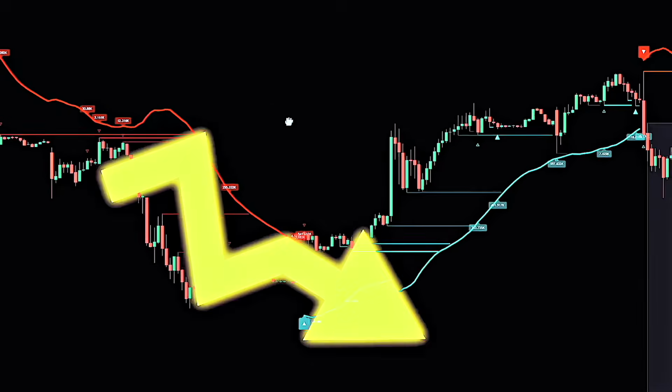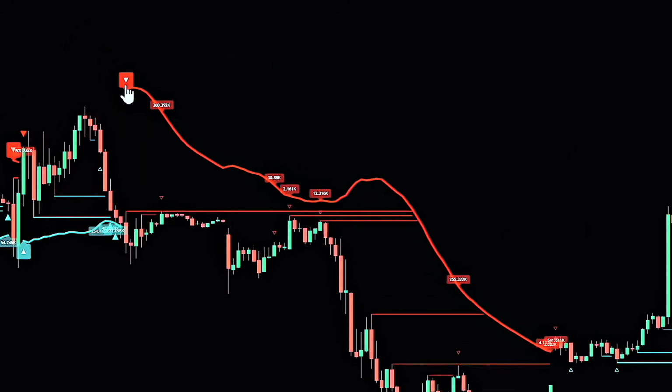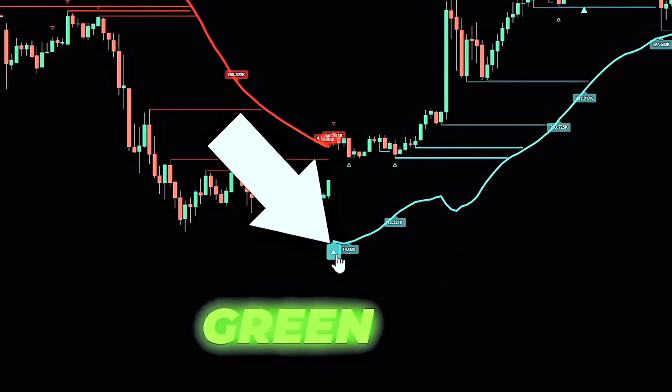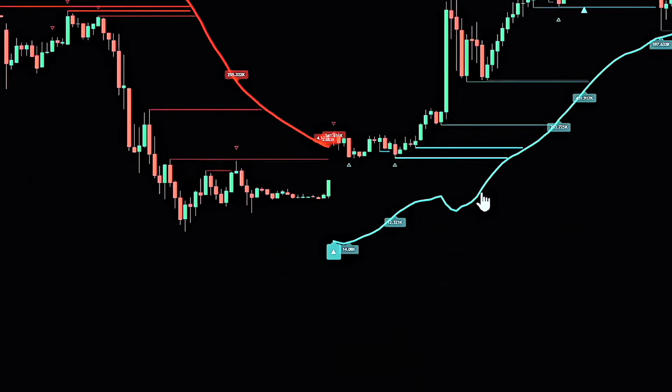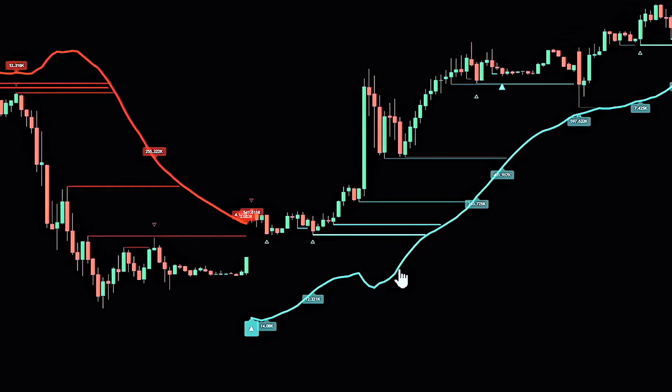You also see trend shift triangles pop up when the market flips from one trend to another. A red triangle signals a shift from bearish to bullish, and the green one marks the opposite. The trend filter calculates these shifts by comparing the closing price to upper and lower bands.